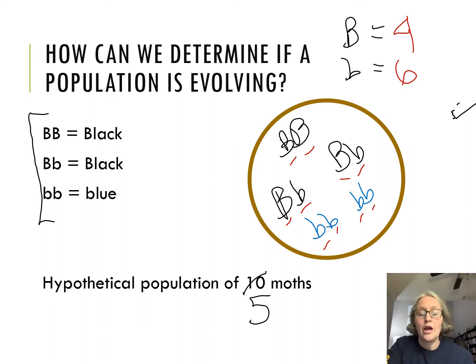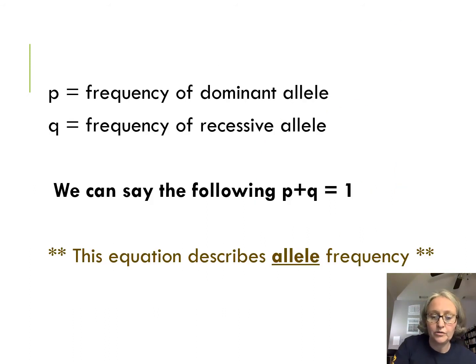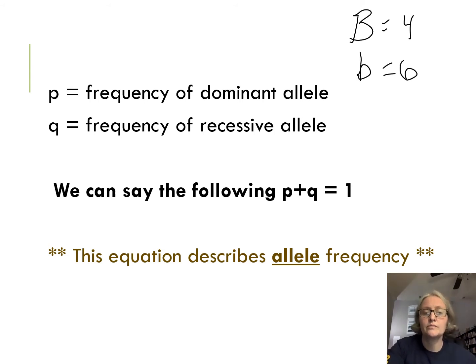We've got our hypothetical population. We've got the 5 moss, the 3 black, the 2 blue, and we figured out that we have 4 total of the big B allele and 6 total of the little B allele. So I'm just going to write that down again so we don't forget it. The big B allele, we had 4, and for the little B allele, we had 6.